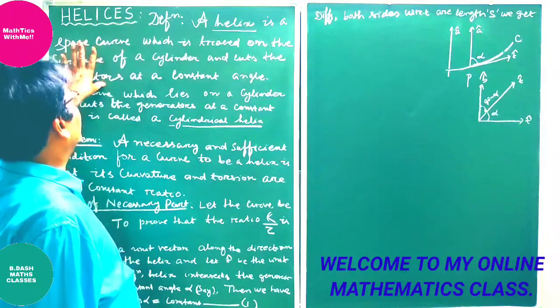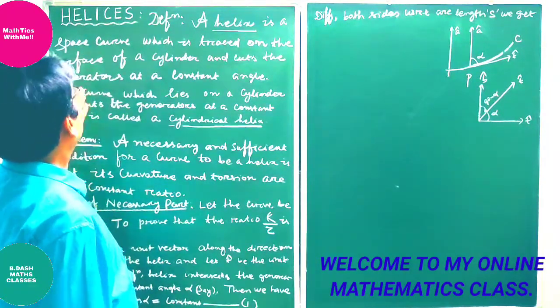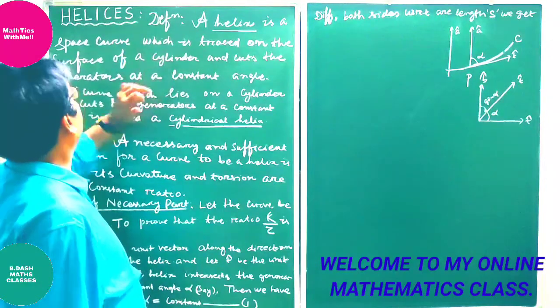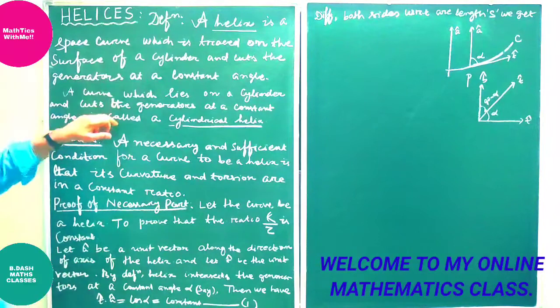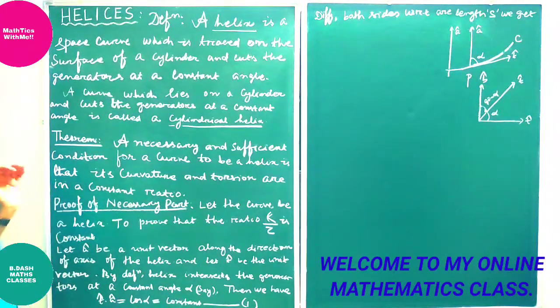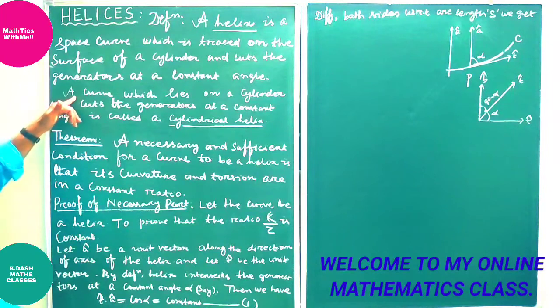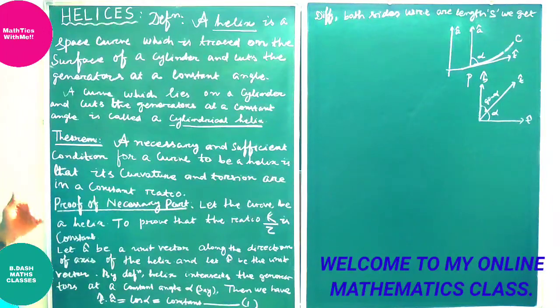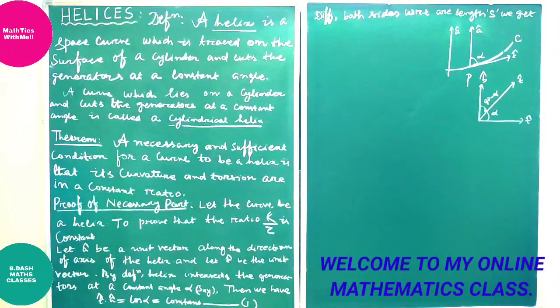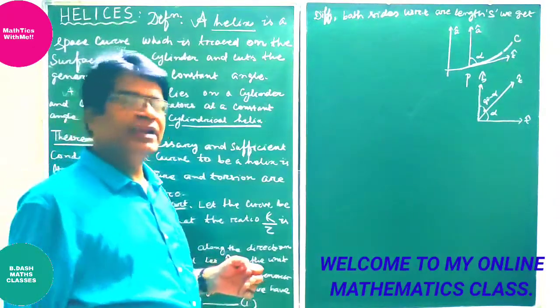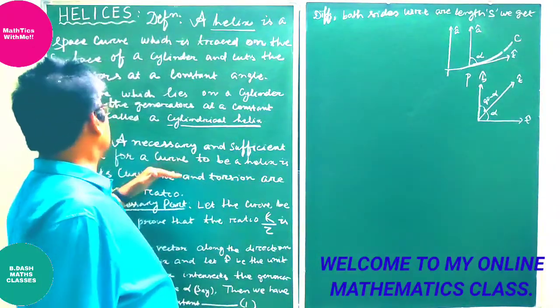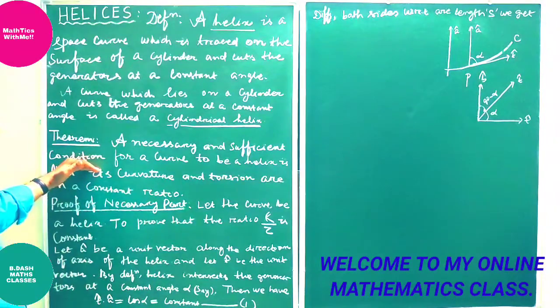I am given here two types of definition. The first one is this: a helix is a space curve which is traced on the surface of a cylinder and cuts the generator at a constant angle. Or you can write a curve which lies on a cylinder and cuts the generator at a constant angle is called cylindrical helix. Now the important theorem related to helix is: a necessary and sufficient condition for a curve to be a helix is that its curvature and torsion are in a constant ratio. That we have to prove.